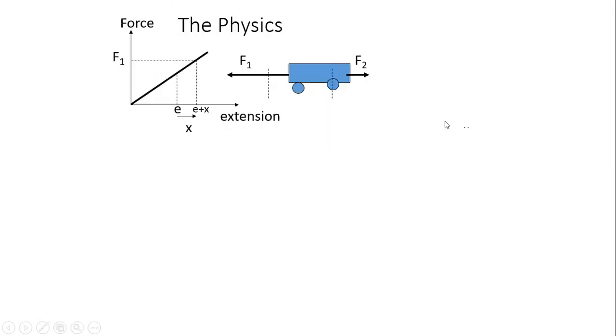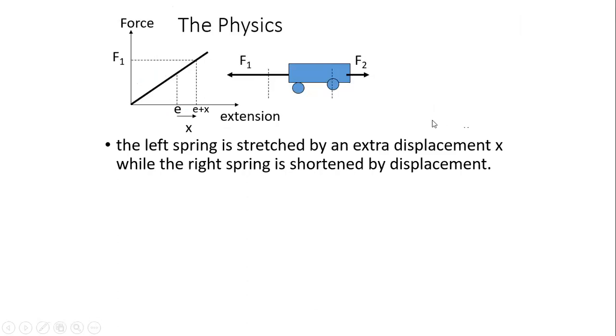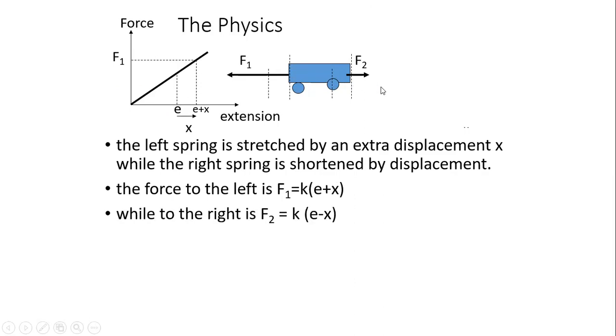Okay, so let's review that. The left spring becomes longer, so the force F1 is k times the extension, e plus x. The right spring: there's the initial position, and you are shortening the spring, so it's e minus x. This one you are making longer, this one you are shortening. You have to imagine that. That's what is happening.